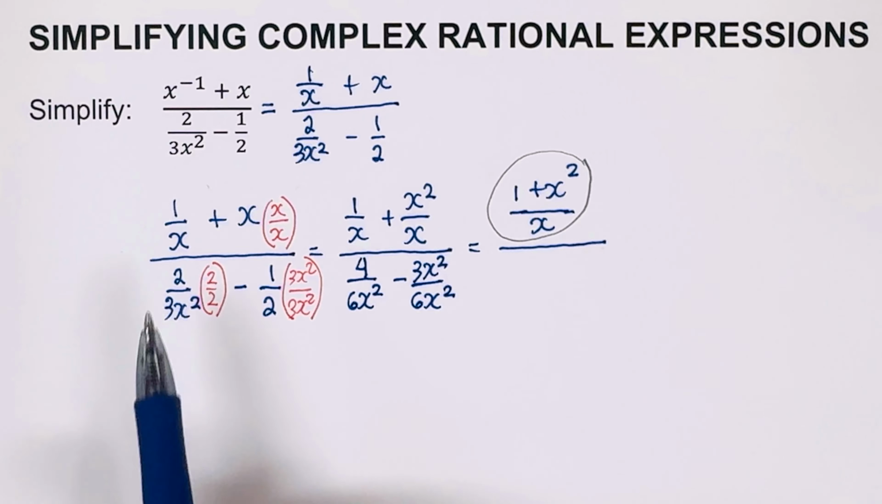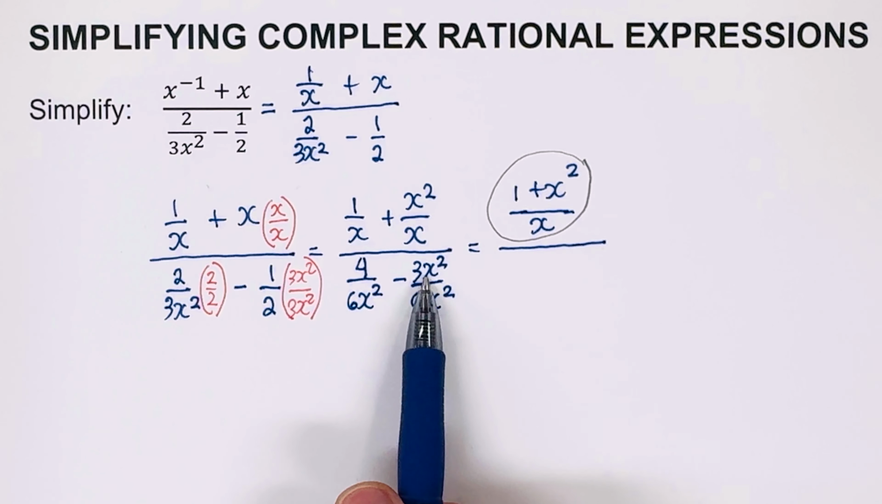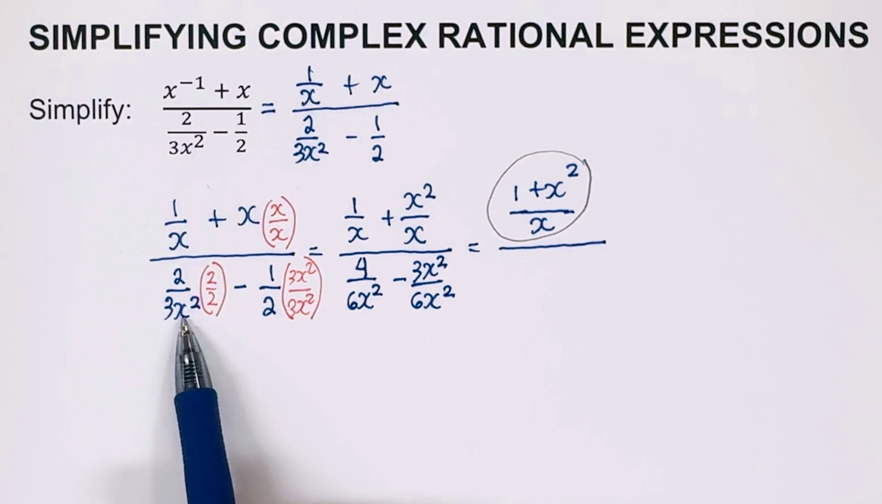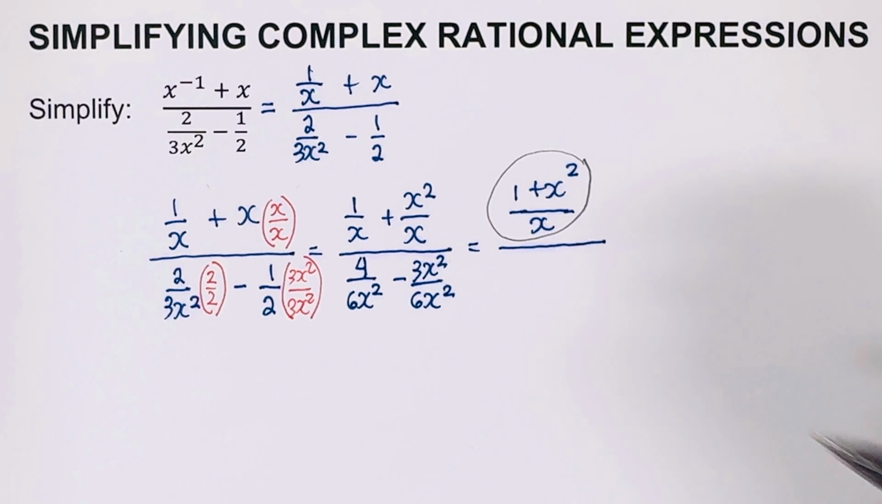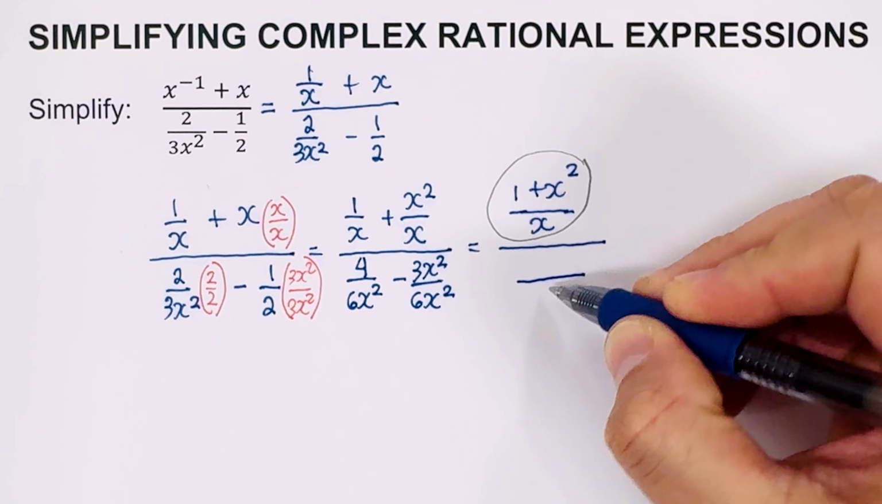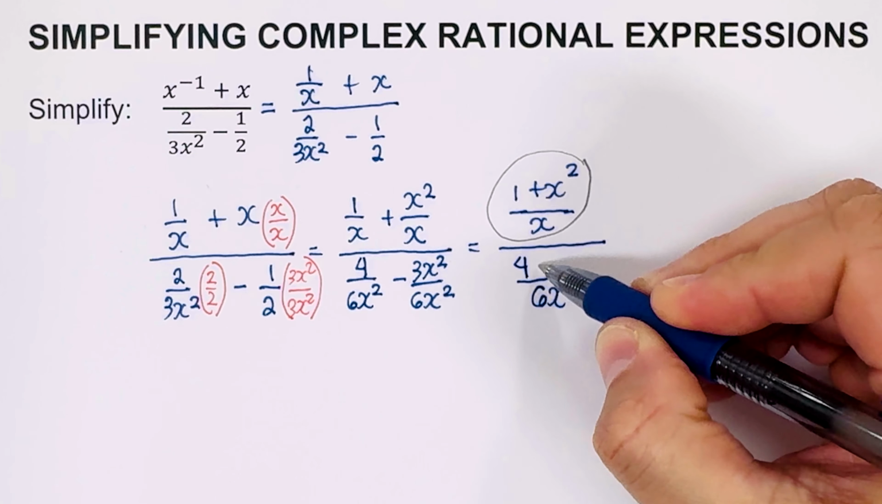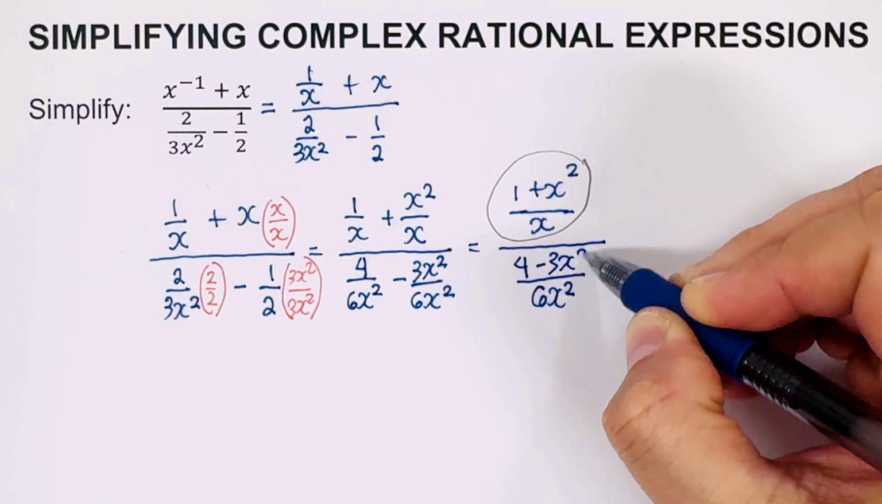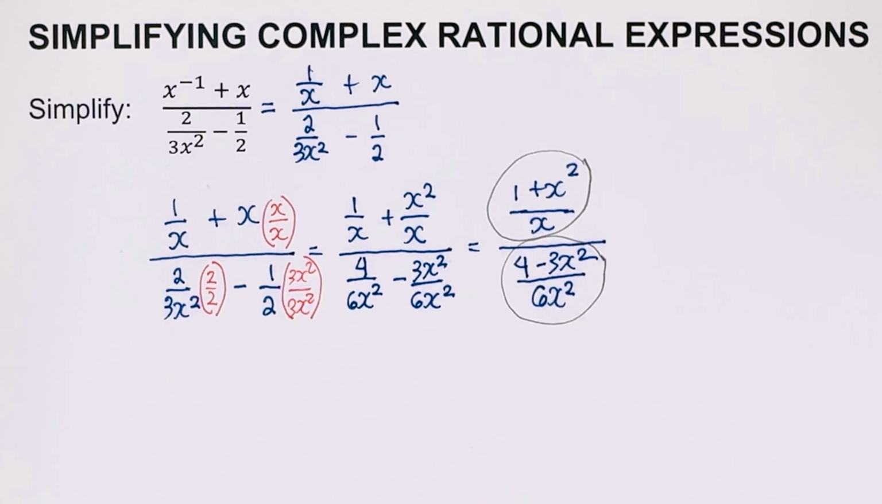What I did here was 2 times 2 is 4. 1 times 3x squared is 3x squared, and that's a minus. 3x squared times 2 is 6x squared, which is the same thing as this. So they already have the same denominator. I can go ahead and write 6x squared as their common denominator, and then write 4 minus 3x squared. This is the simplified version of the denominator.